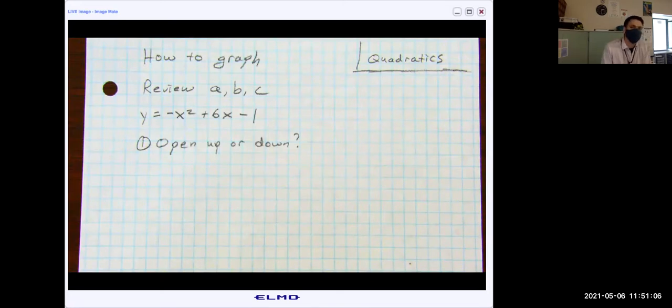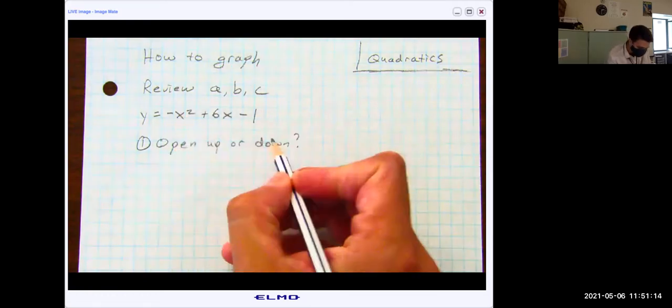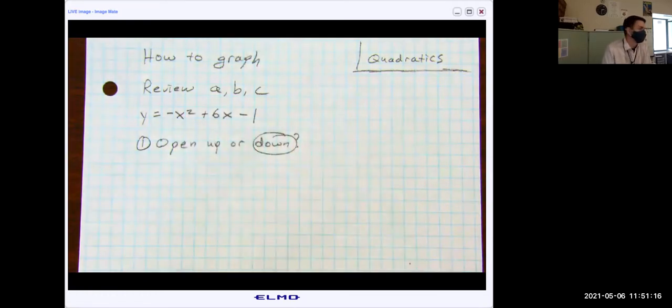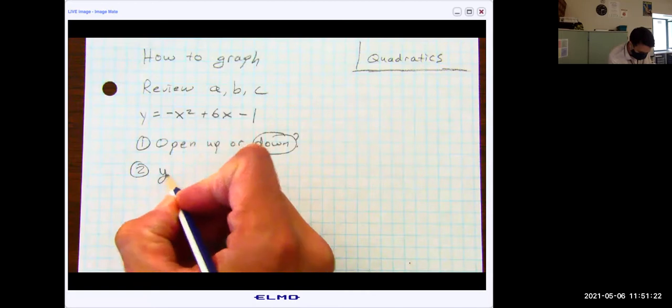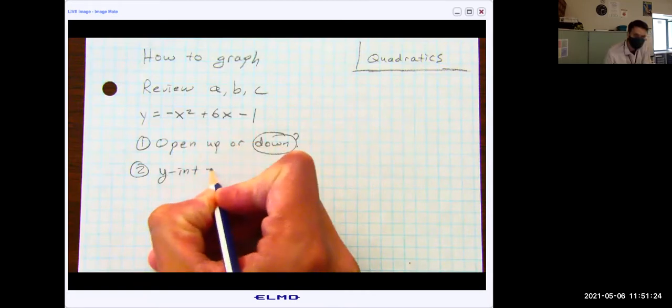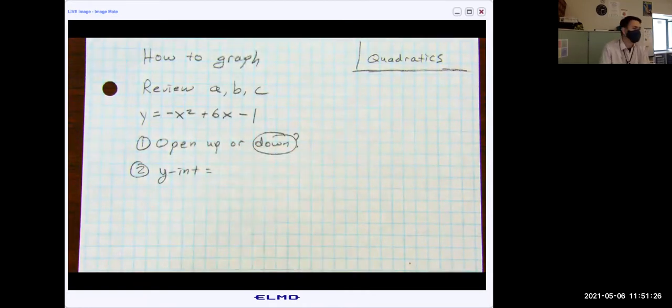Do you remember what happens when A is negative? Is it going to open up or is it going to open down? Down. A is negative, so this is going to open down. Okay. The second thing you want to ask then is your y-intercept. And this is nice because the C value is always the y-intercept. So it's the number that's on the end there, minus 1.